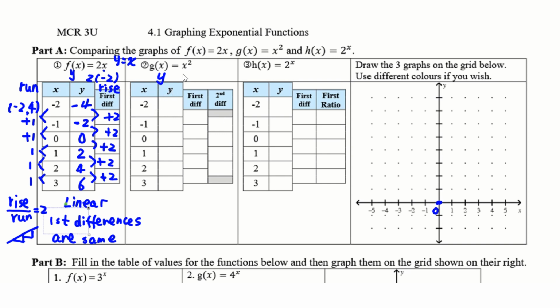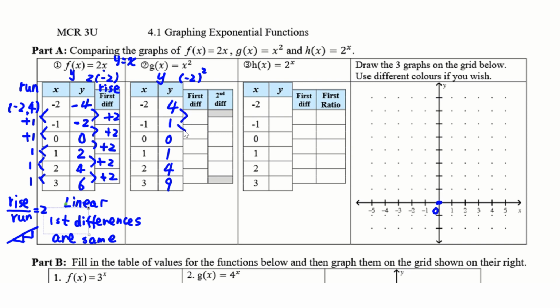So put -2 into x, we have -2 squared is 4. Then substitute -1, -1 squared is 1, 0 squared is 0, 1 squared is 1, 2 squared is 4, 3 squared is 9. So each row is a point, (-2, 4).